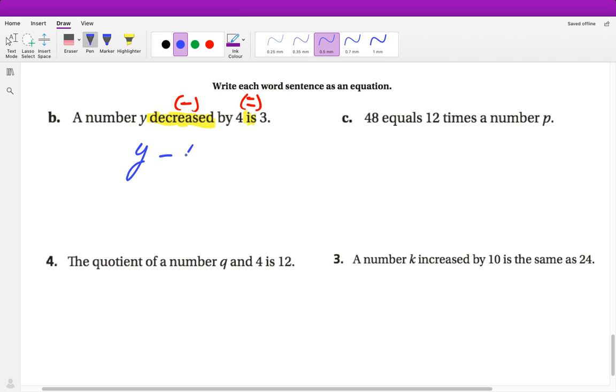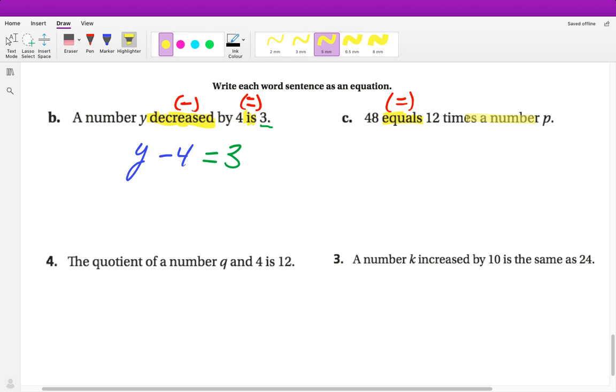I'm going to write y minus 4. And then here I know is equal. It's just saying it's equal to 3. So it's just going to be y minus 4 is equal to 3. Right? From here, 48 equals. Well, this one, they made it really easy for me because it just flat out says the word equals. So I know it's going to be equals.